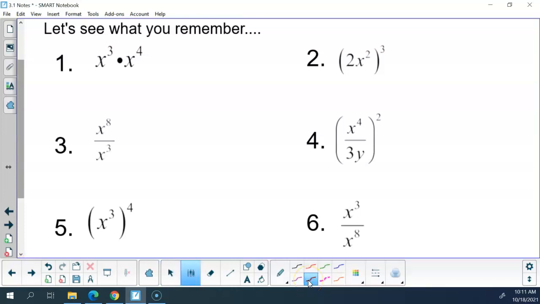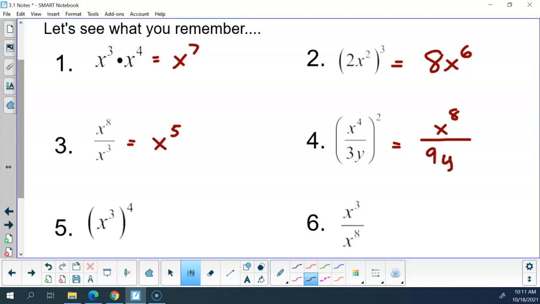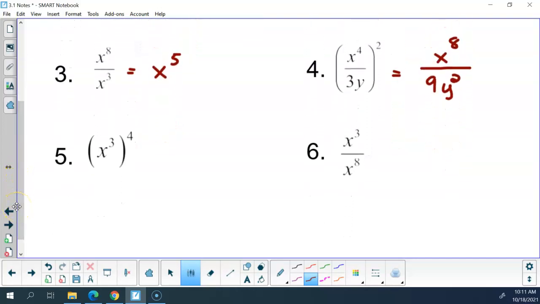So this first one is x to the 7th power. Second one here is 8 times x to the 6th power. Third one here is x to the 5th power. Fourth one is x to the 8th power divided by 9y squared. Fifth one is x to the 12th power. And the last one is 1 over x to the 5th power.